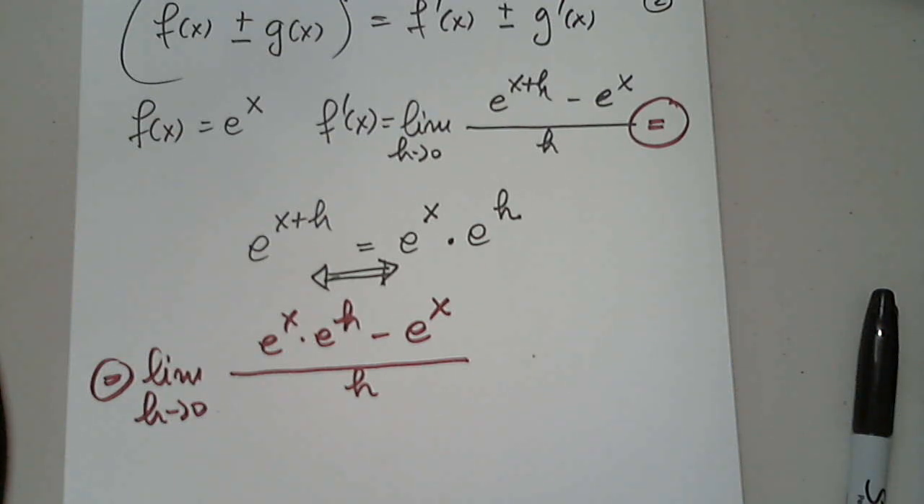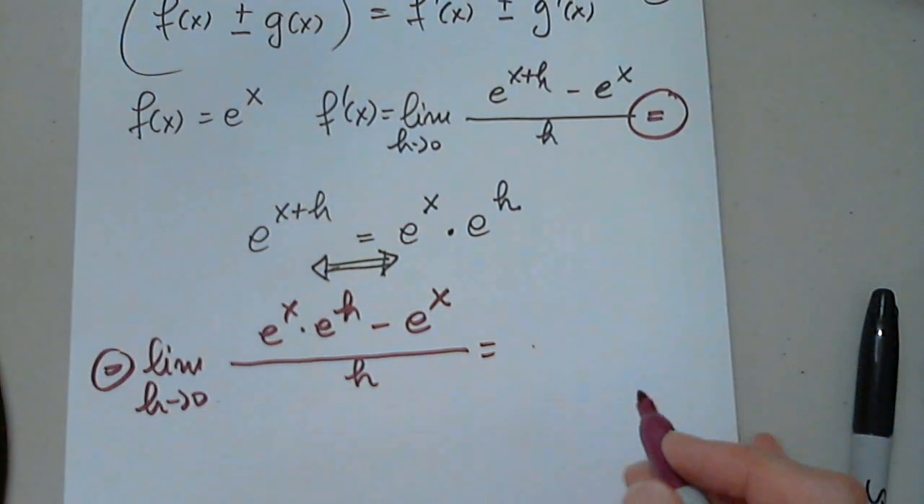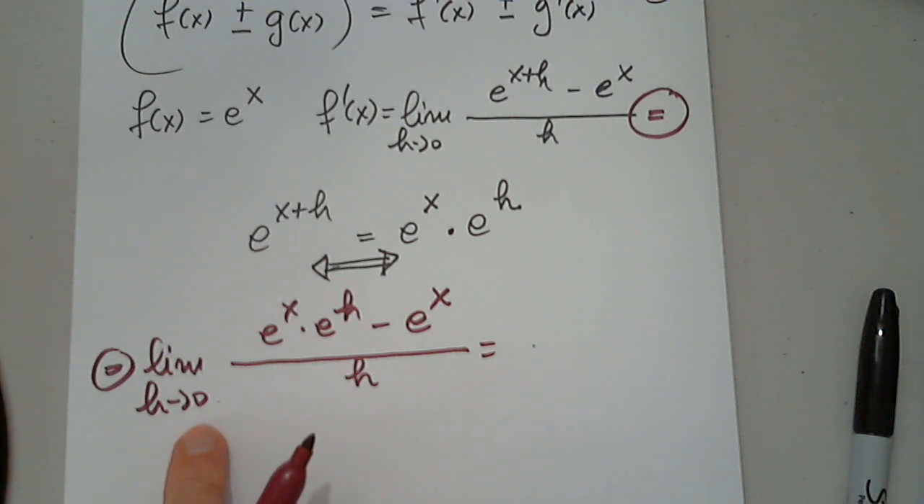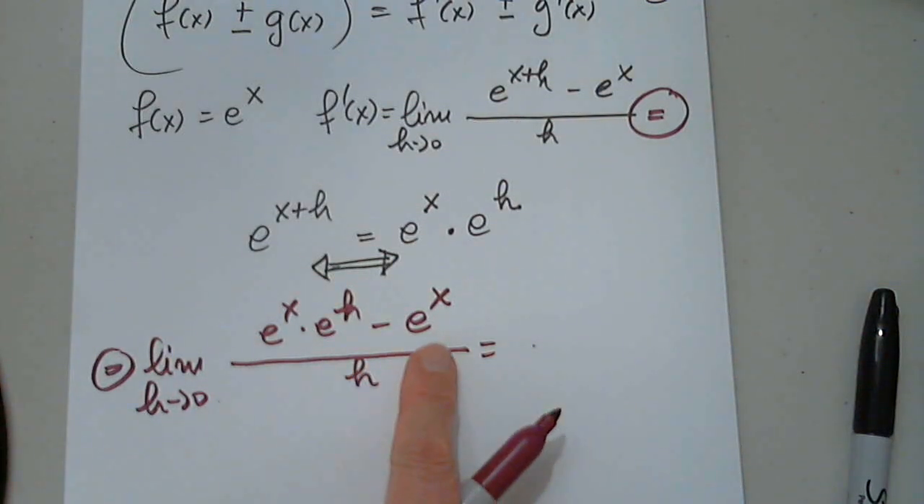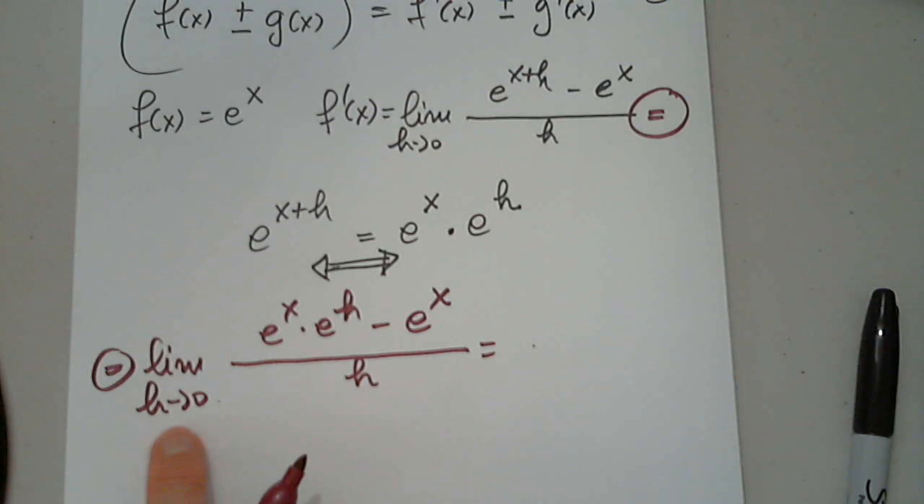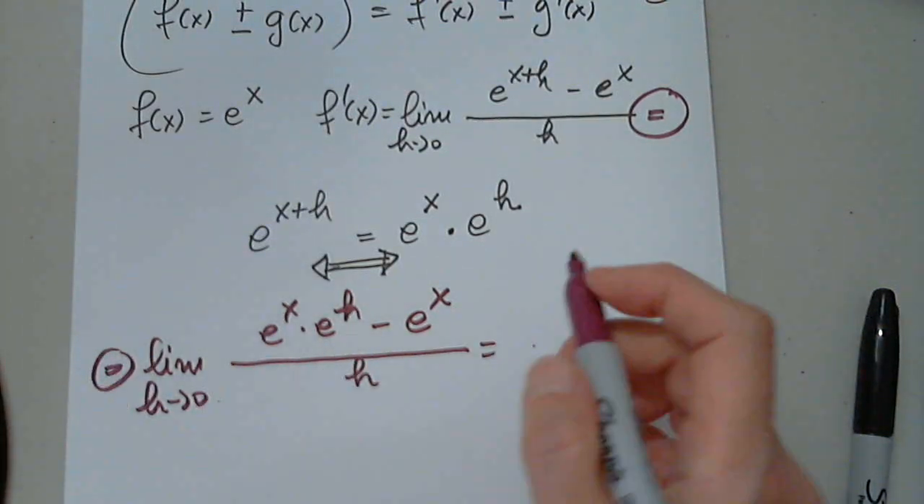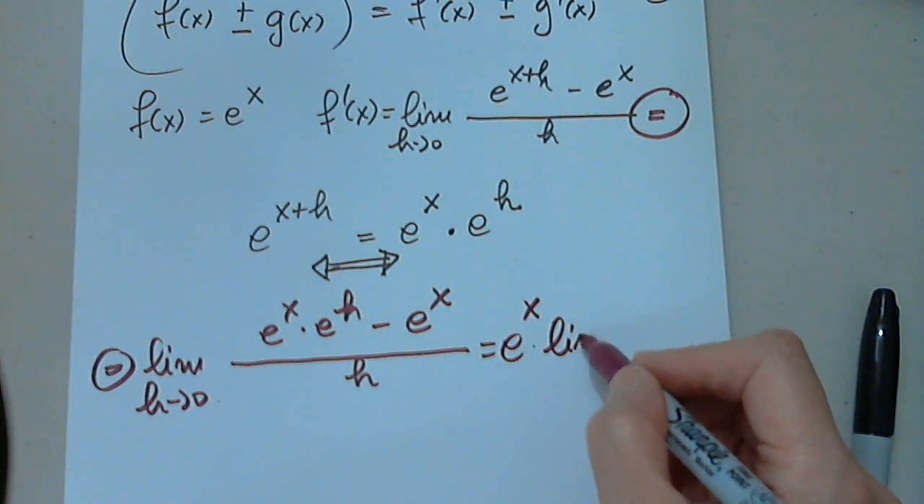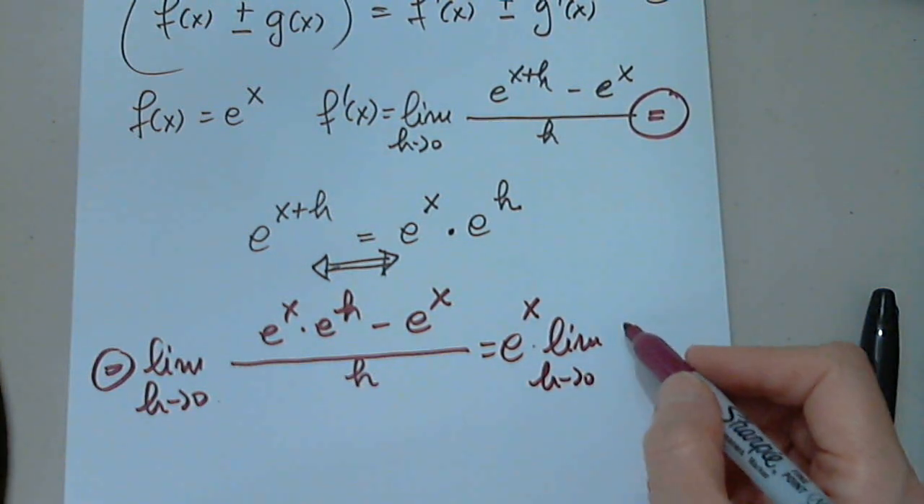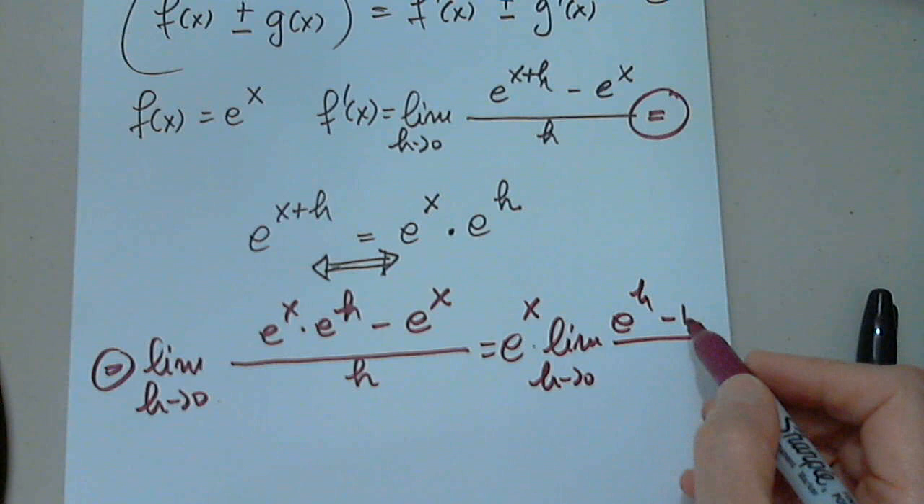But yes, I am going to factor it out. Since it does not depend on the variable, e to the x has nothing to do with h. The variable for us is h, not x. So e to the x can go completely outside of the limit. So then I have e to the h minus 1 divided by h.